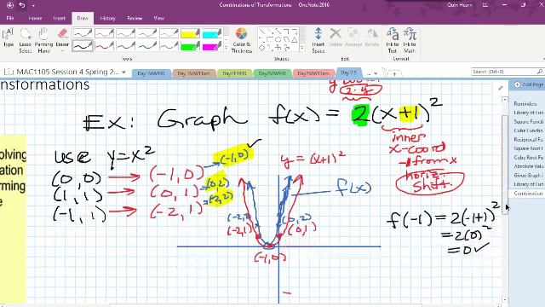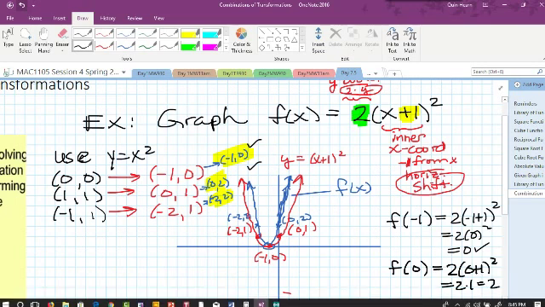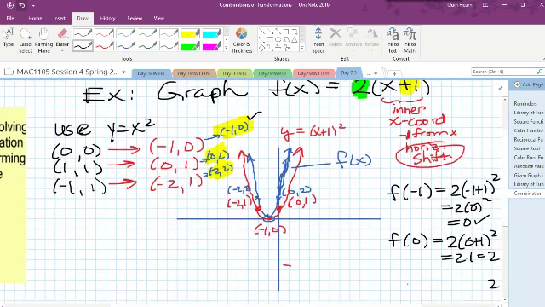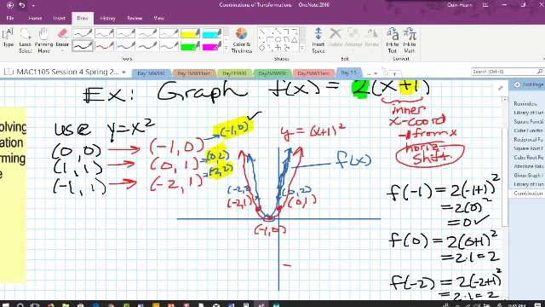I can check the 3 points if I want to. So 0, 2 is another one. If I plug in 0, I should get 2. Let's see. f of 0 equals 2 times (0 plus 1) squared. It's 2 times 1, which is 2. So that worked as well. And lastly, -2, 2 should also be a point on the graph. So let's see, we have f of -2, 2 times (-2 plus 1) squared. It's going to be 2 times 1, which is 2. Okay, so that one worked as well.